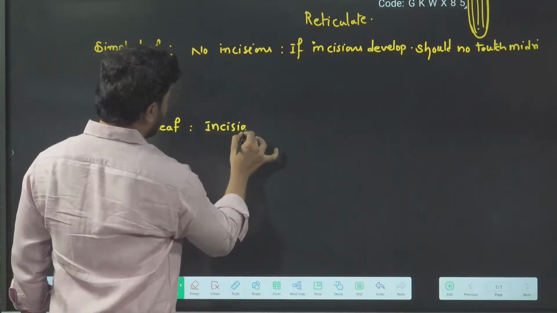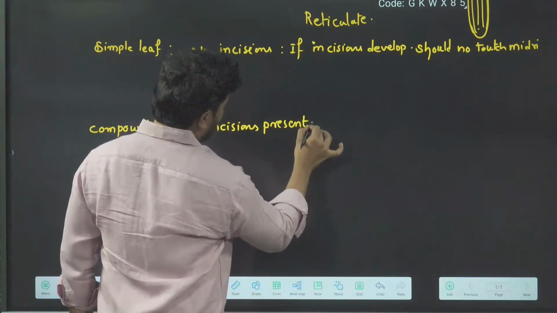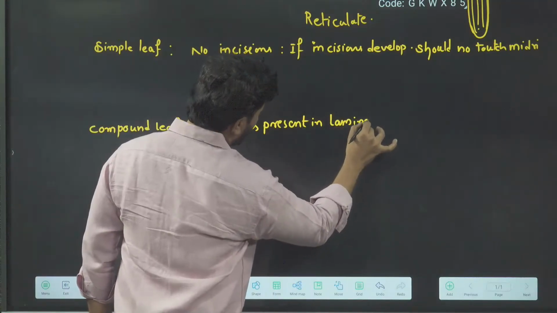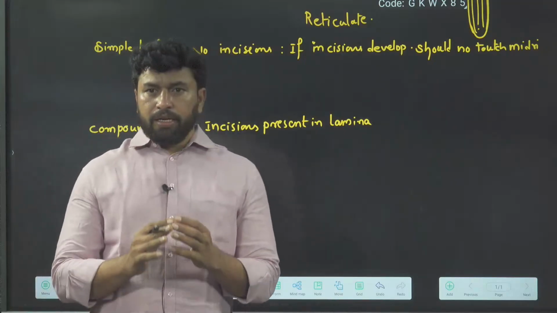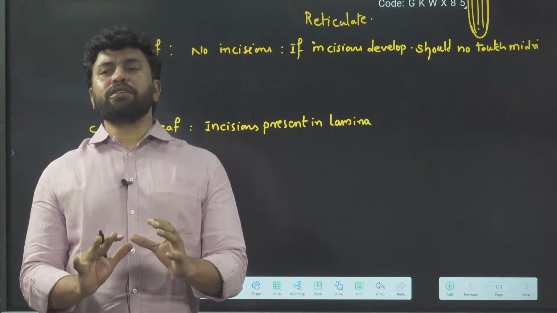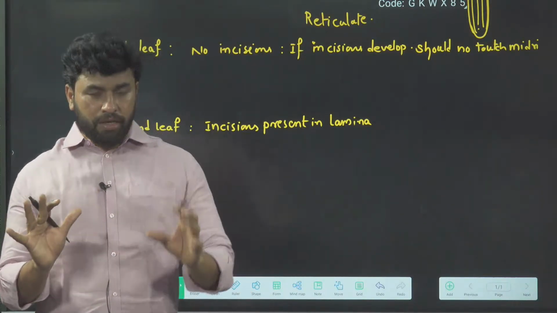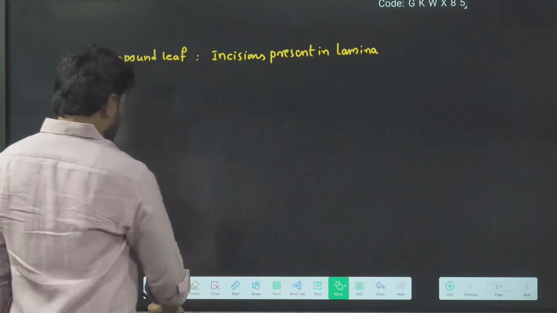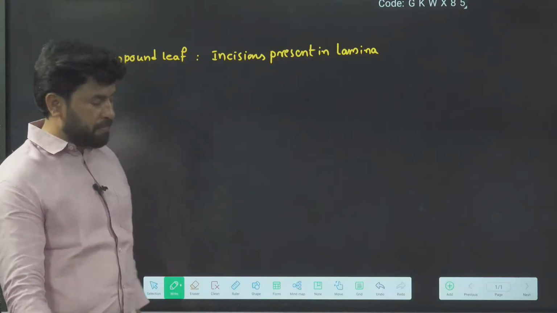Incisions present in the lamina. Lamina is the part which is modified into individual parts. That's why there should be a presence of incisions in the lamina. Without incisions in the lamina, you cannot make the leaf a compound leaf. So how can a simple leaf be transformed into a compound leaf?